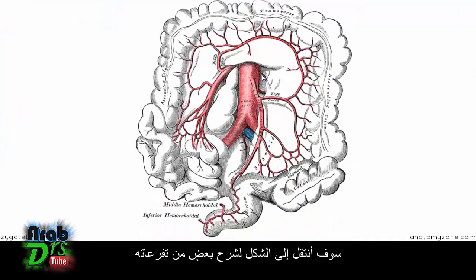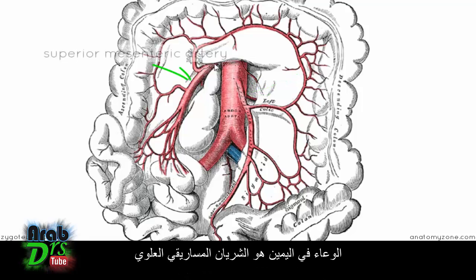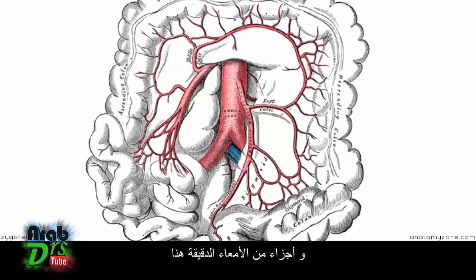and I'll just switch to a diagram to illustrate some of its branches. So we're looking here at a diagram which shows the abdominal aorta, and you can see the inferior mesenteric artery coming off here. This vessel on the right is the superior mesenteric artery, and you can see it vascularizing the ascending colon, the transverse colon, and the small parts of the small intestine here. So the inferior mesenteric artery has three main branches.